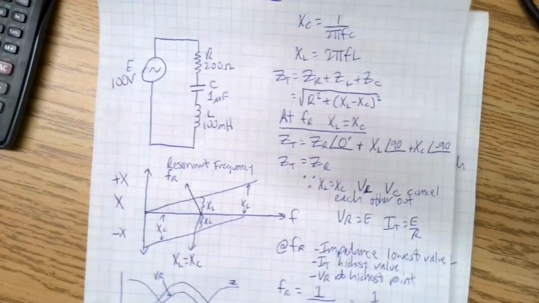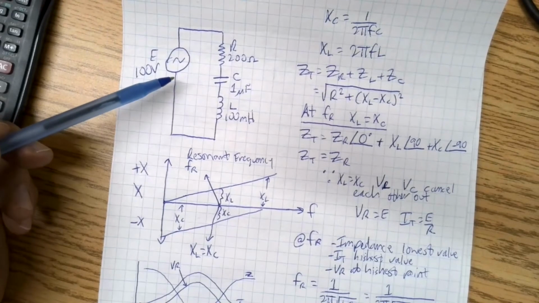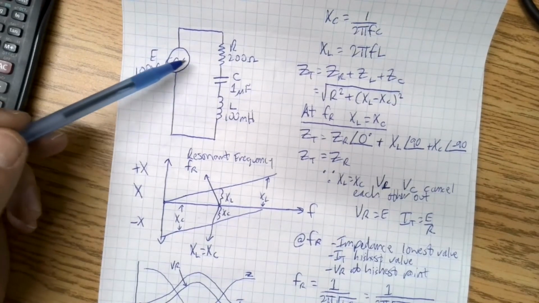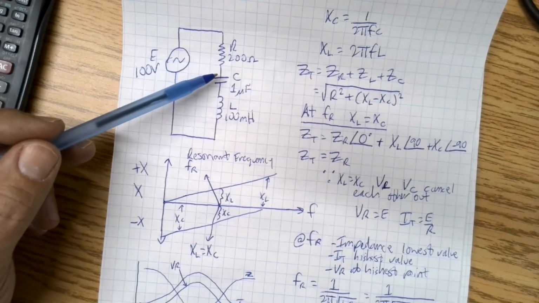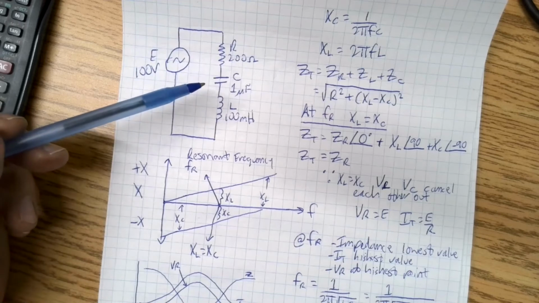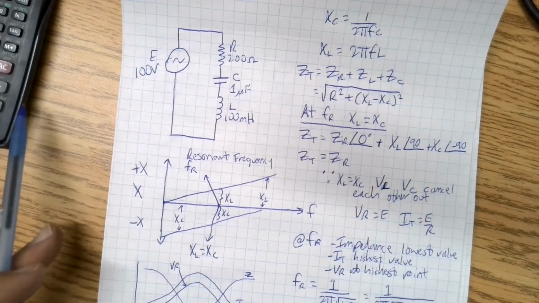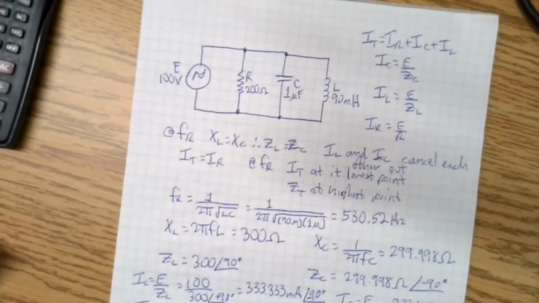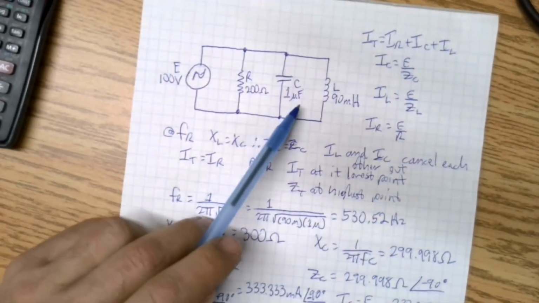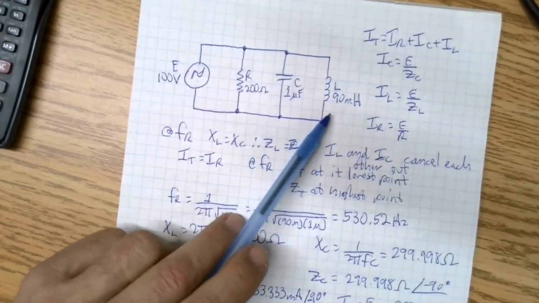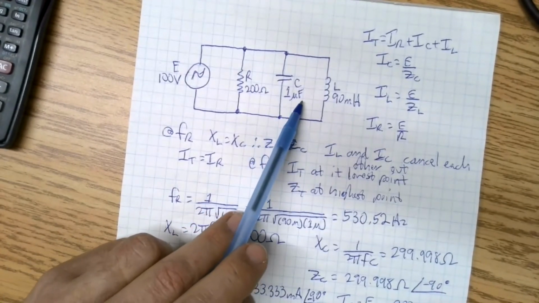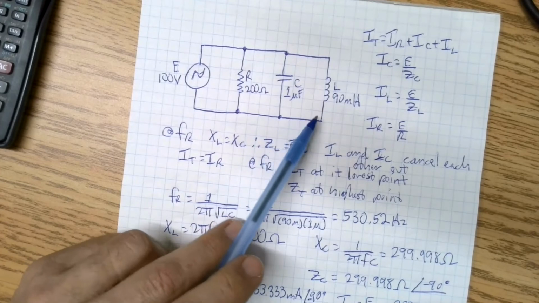In this case, if we compare E and VR, when E and VR are the same voltage, then we're at resonance. That's how we know. All right. So where can we use such a thing? You see here that these impedances cancel each other out, basically, right? They cancel each other out.